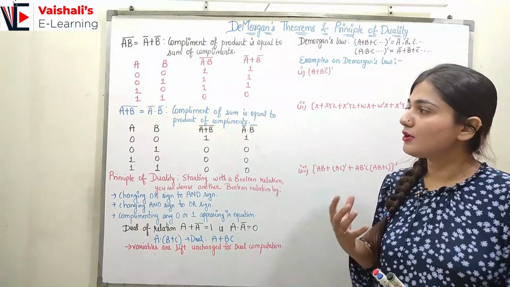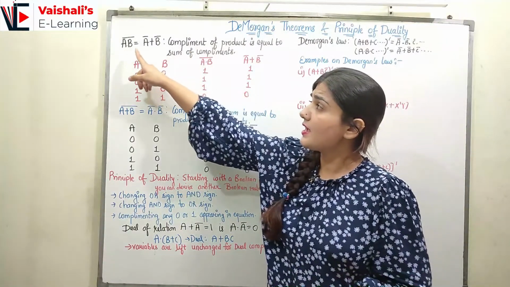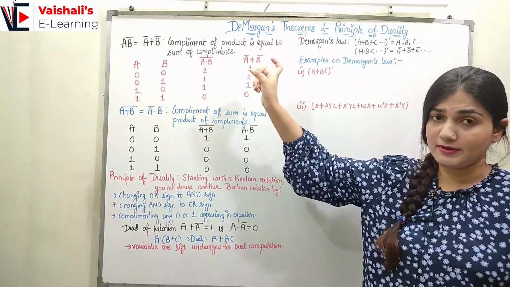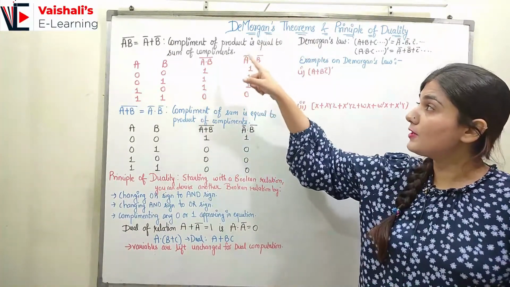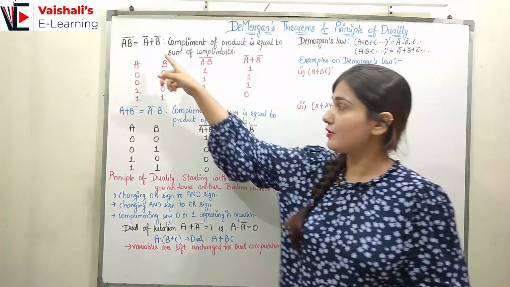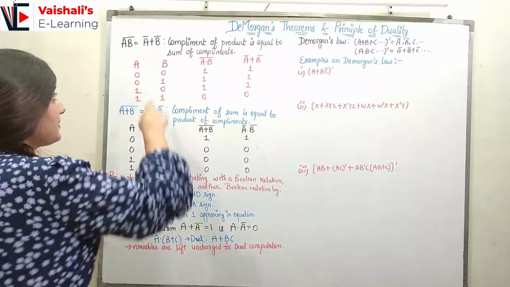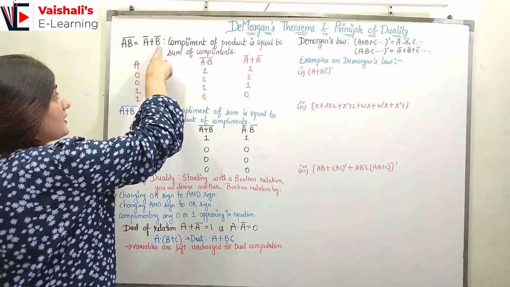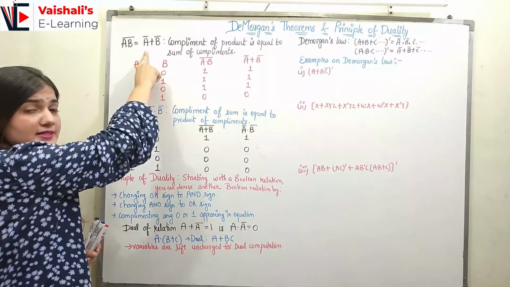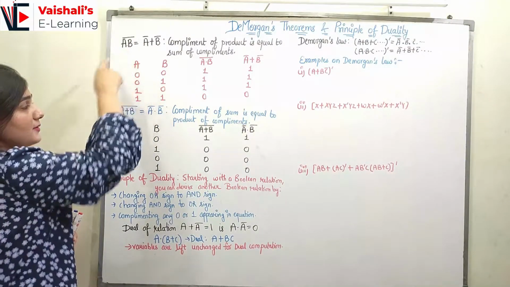According to De Morgan's theorem we have two theorems, right? The first theorem states (A dot B) whole complement is equal to A complement plus B complement, which states the complement of a product is equal to the sum of complements. So if I have a product and the full complement of the product, it can be represented as the sum of complements. So A complement plus B complement is equal to (A dot B) whole complement.